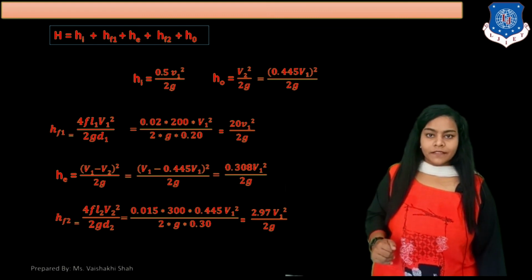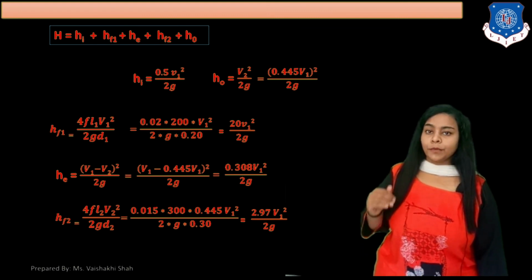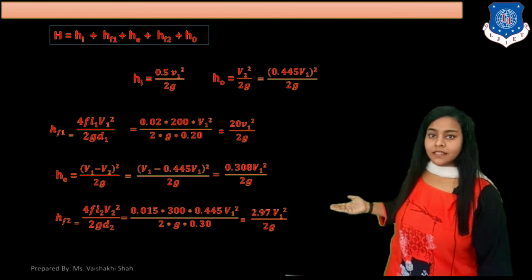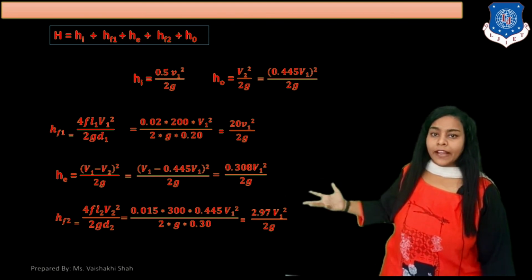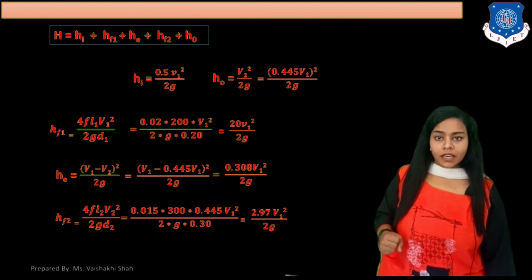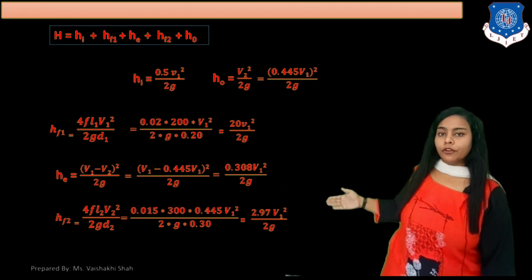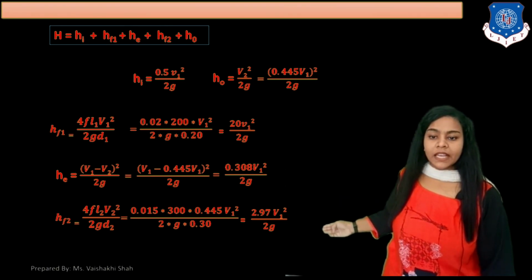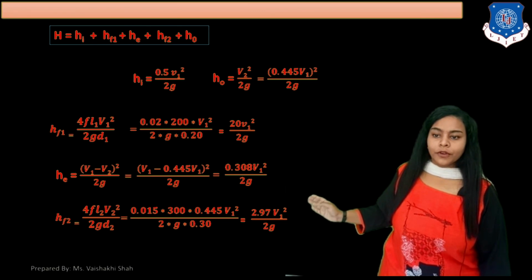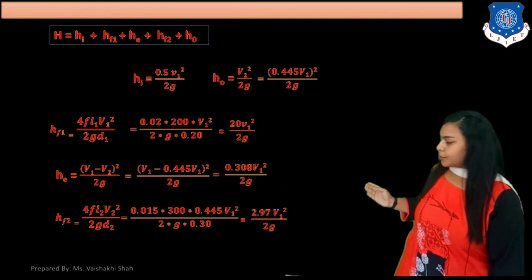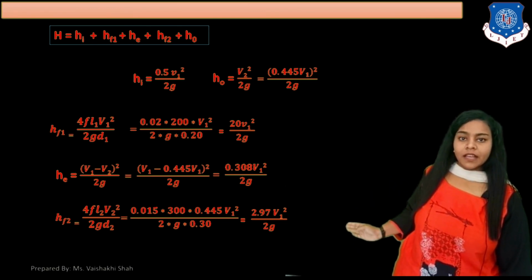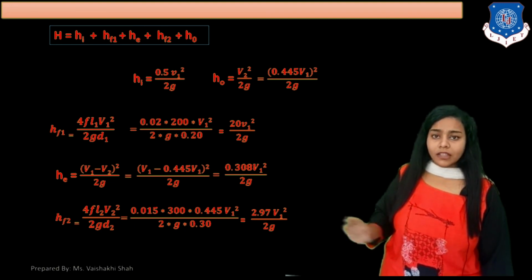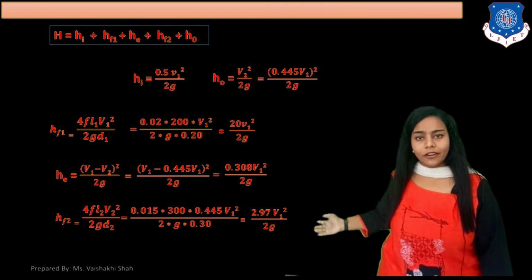We also have the value of 4F2, which is 0.015 into L2, that is 300, into the value of V2 here, which is 0.445 into V1 square divided by 2 into G into 0.3. So, you get HF2 equals 2.97 into V1 square divided by 2G. We have all the values of all head losses here.